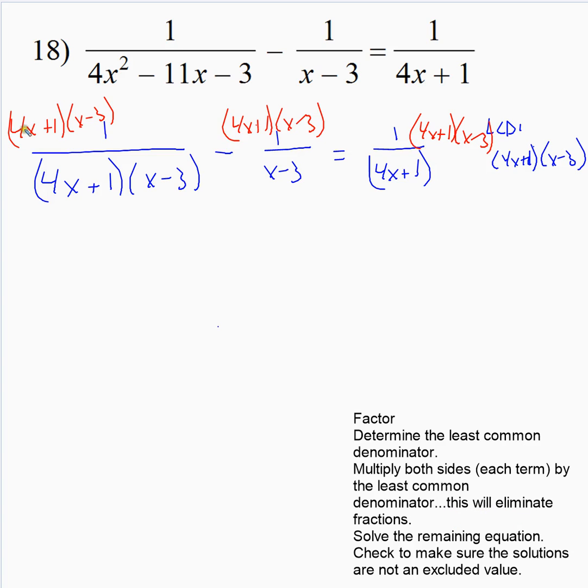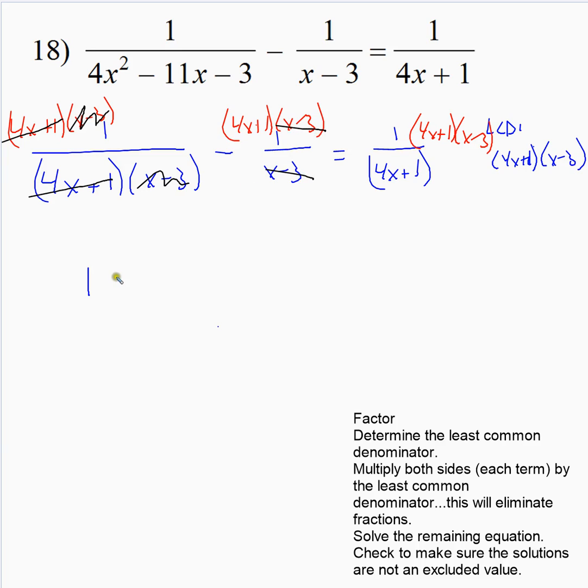So in here, let's go to one last color. The 4x plus 1 cancels with 4x plus 1. The x minus 3 cancels with the x minus 3. This leaves us with a 1 here. Do not put a 0. When things reduce, when something's divided by itself, you get 1. Over here, notice that the x minus 3 simplifies with the x minus 3.